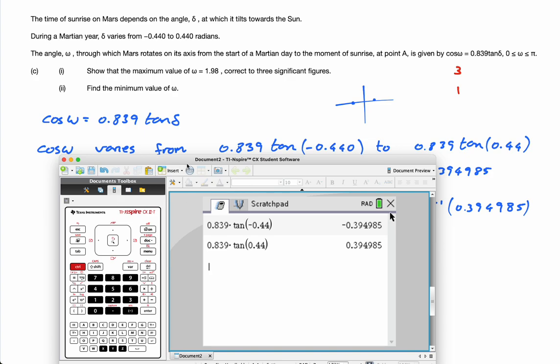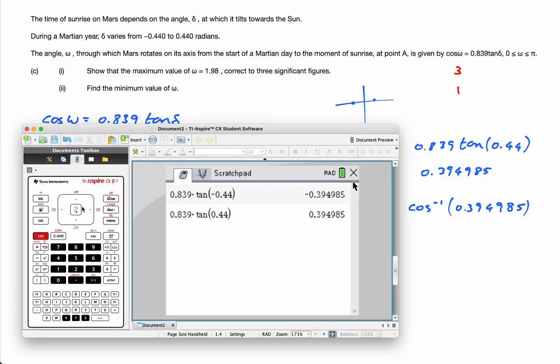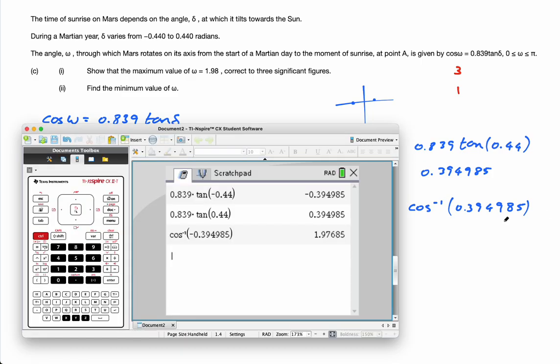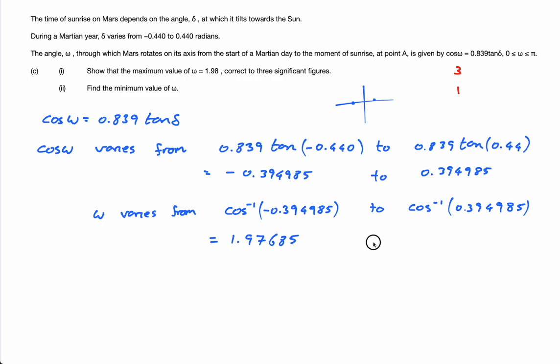Let's find out. So I do trig inverse cos of negative 0.394985, which is 1.97685. Yes, it is. Which equals 1.97685.